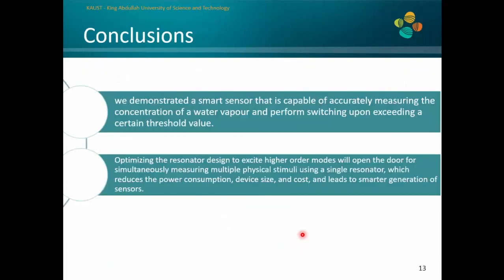In conclusion, we demonstrated a smart sensor that can accurately quantify the amount of gas concentration and perform switching upon exceeding a threshold value. And if we could optimize the resonator and track higher order modes, we can demonstrate a sensor that can sense multiple physical parameters. And if any of these parameters exceed the threshold value, we can perform a switching action.